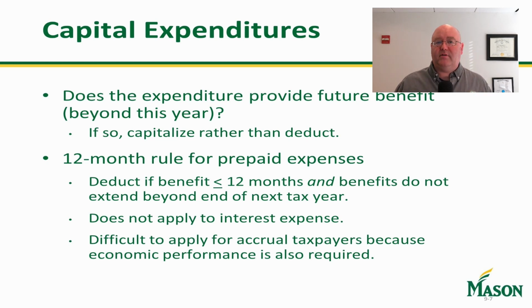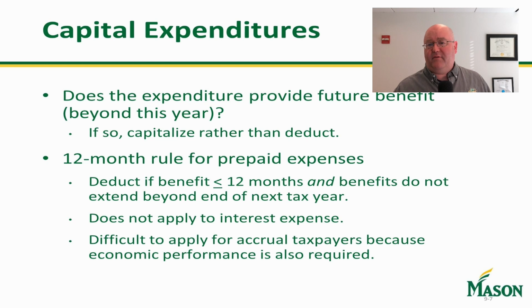So if you have something that provides future benefits, for example, I go out and buy prepaid insurance, or annual insurance. The insurance that I buy for this building, I pay an annual policy. Now, because of the 12-month rule, even though I'm technically supposed to capitalize it, I don't have to. You can deduct if the benefits are less than 12 months, and the benefits do not extend beyond the end of the next tax year.